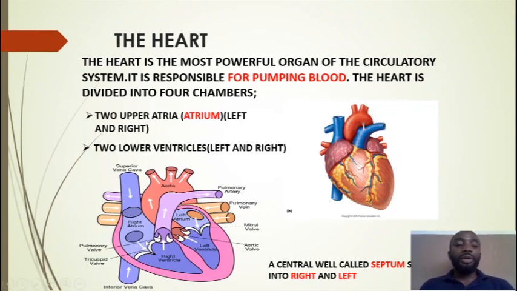So if you look at our diagram, you see we have the right atrium, the left atrium, the right ventricle, and the left ventricle. These are the 4 chambers. This is a bisected heart. This is the internal part of the heart. See, here is the left atrium. Here is the right atrium. Here is the right ventricle. Here is the left ventricle.